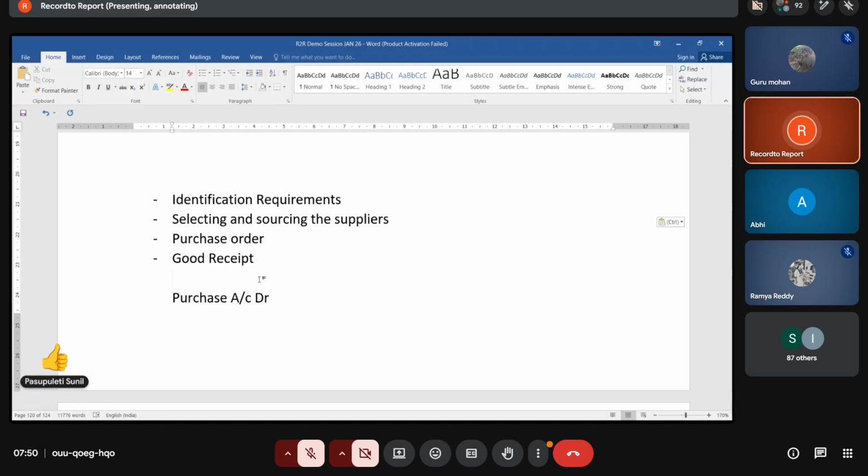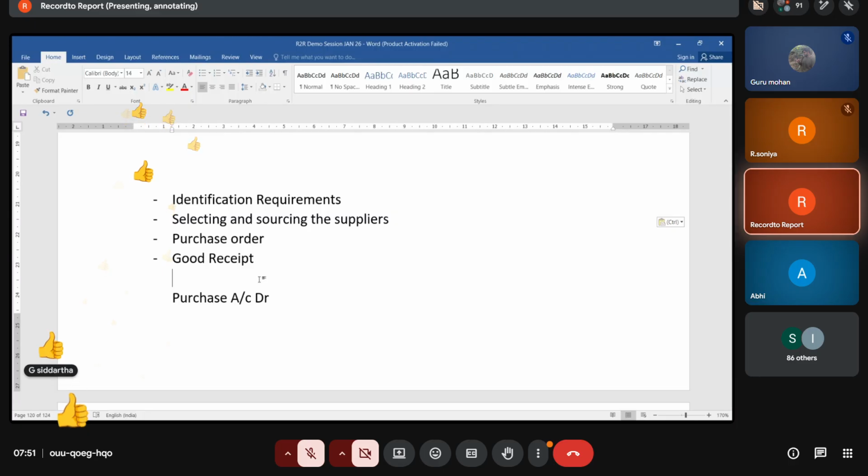So this is the sequence of transactions which companies will process in day-to-day business, guys. This is a very important topic, the P2P life cycle. Many times interviews test our knowledge on the P2P process, where it starts and where it ends. Okay, clear? Yes, understand, guys?